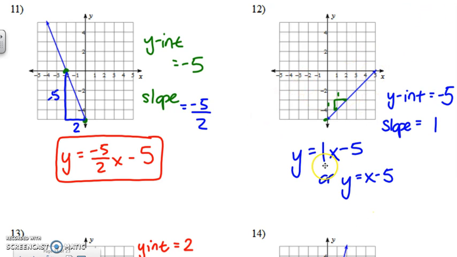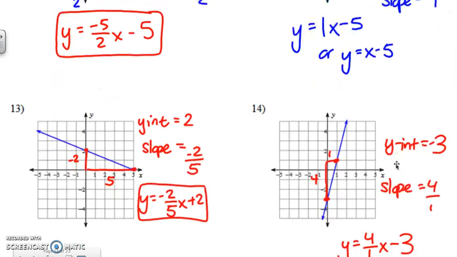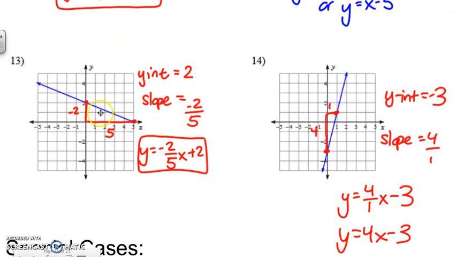For number 12, I got a slope of a 1 because they were going up 1 over 1, up 1 over 1. And then my y-intercept was a -5, so you could have written 1x minus 5 or just x minus 5. On 13, my y-intercept was a 2, and then I went down 2 and right 5, so that was why it was negative, plus that line is going down. So y equals -2 over 5x plus 2.